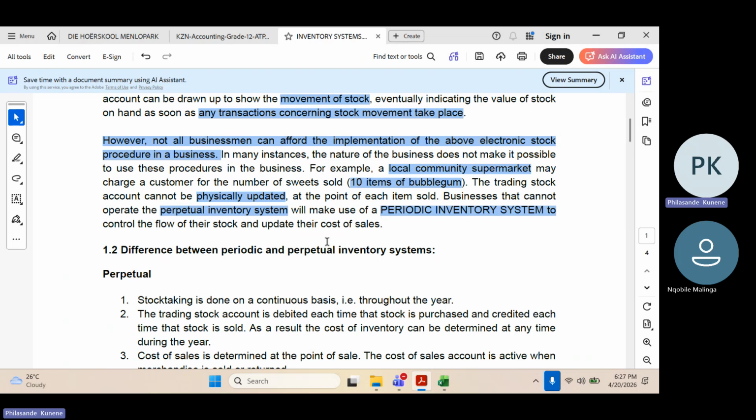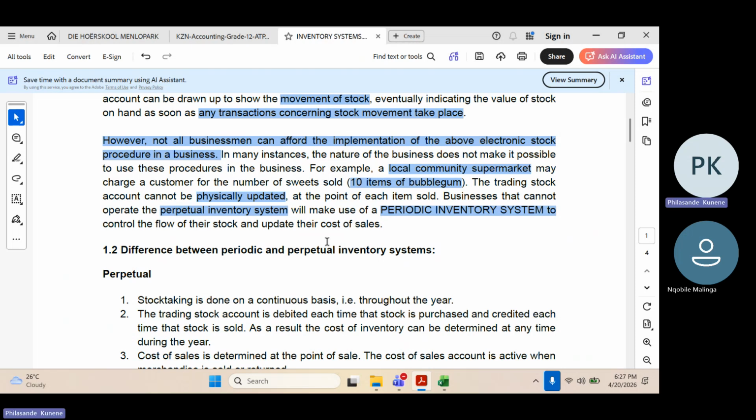But when you go to local communities, most of the businesses there obviously cannot afford that system. They're going to use a periodic system. Periodic is more of a manual system where people count stock physically. They cannot keep track of the movement of stock. If you go to a tuck shop in the afternoon and ask them how many bread did you sell today?